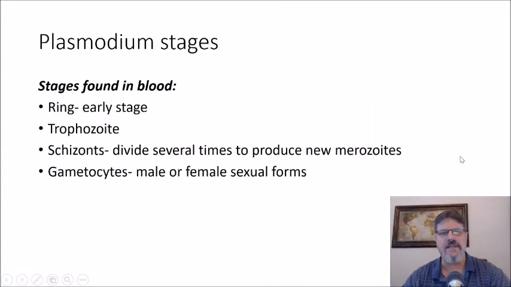Now, as far as Plasmodium, if you're looking at it under the microscope, there are 4 distinct stages found in the blood, and we're going to look at the 4 common parasites and the different stages. The different stages found in the blood include the ring stage, right? We talked about that during the life cycle. This is the early immature trophozoite stage. Then there is a more mature trophozoite stage. Then there's the schizonts, which divide several times to produce the new merozoites. And you may see gametocytes, the male or female sexual forms.